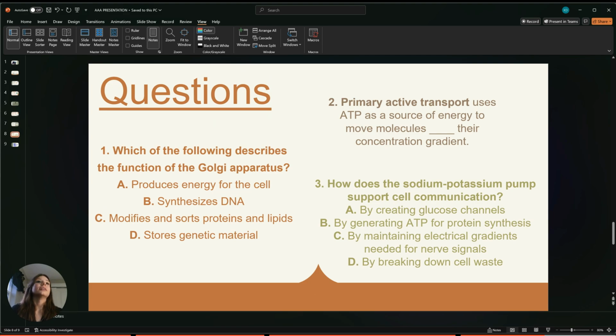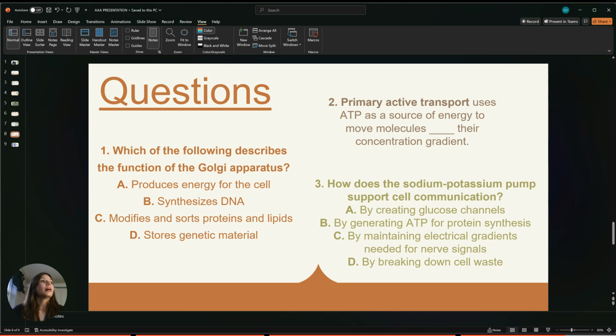Alright, questions. 1. Which of the following describes the function of the Golgi apparatus? A. Produces energy for the cell. B. Synthesizes DNA. C. Modifies and stores proteins and lipids. Or D. Stores genetic material.